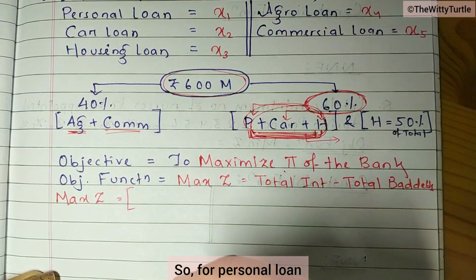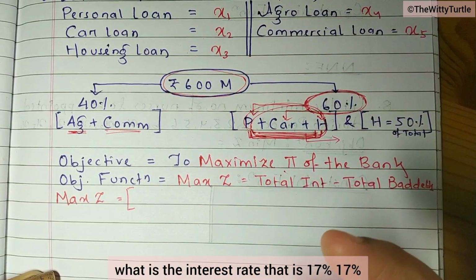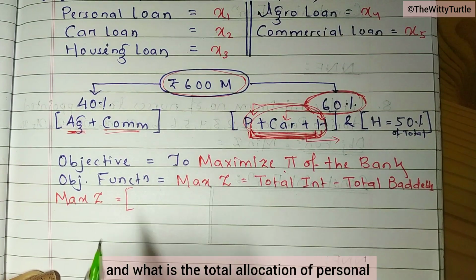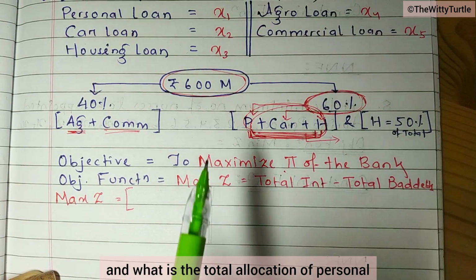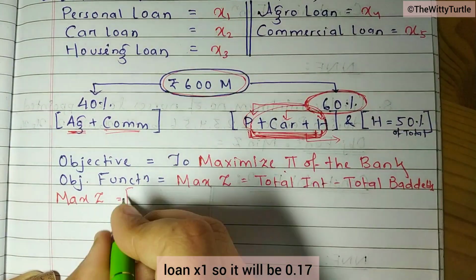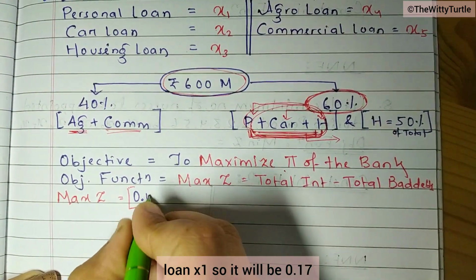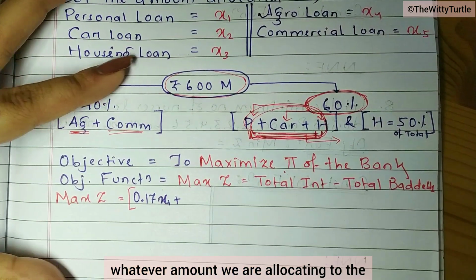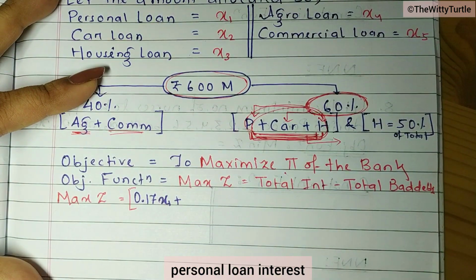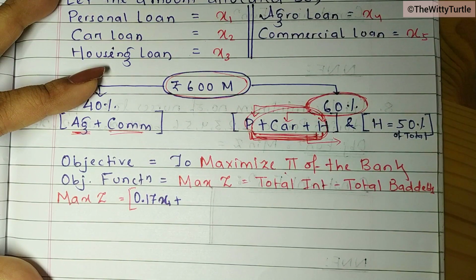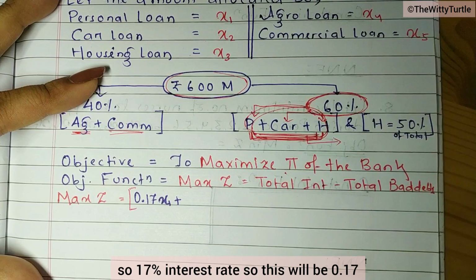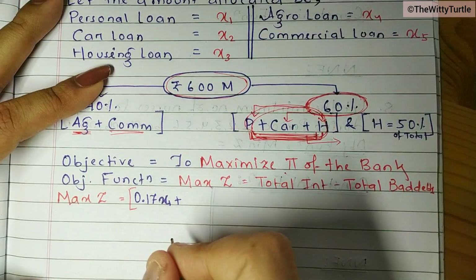So for personal loan, what is the interest rate? That is 17%. 17% means 0.17. And what is the total allocation of personal loan? X1. So it will be 0.17 X1. Whatever amount we are allocating to the personal loan, interest will be charged only on that, right? So interest will be charged on this particular amount. So 17% interest rate, so this will be 0.17 X1.